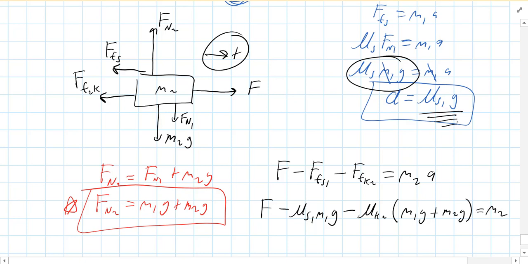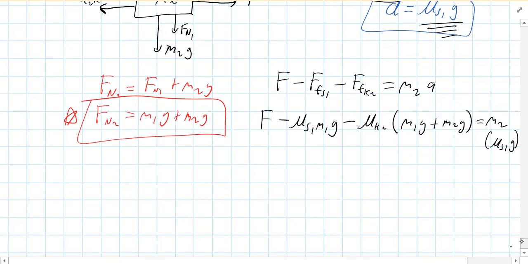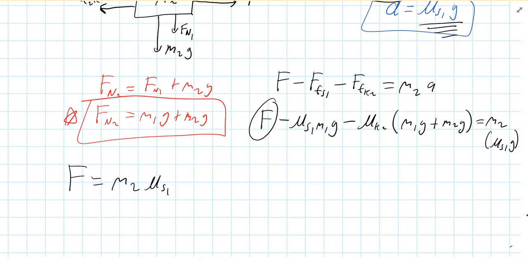And this all equals M2, and I'm running out of room, A. And I already found what A has to be. A has to be mu S1G. Basically, I'm just trying to get F by itself, so I will do that now. I'll start with this last term first. So we got M2 times mu S1G. So that was this term here. Then I'm going to do this term. So plus mu S1 M1G.